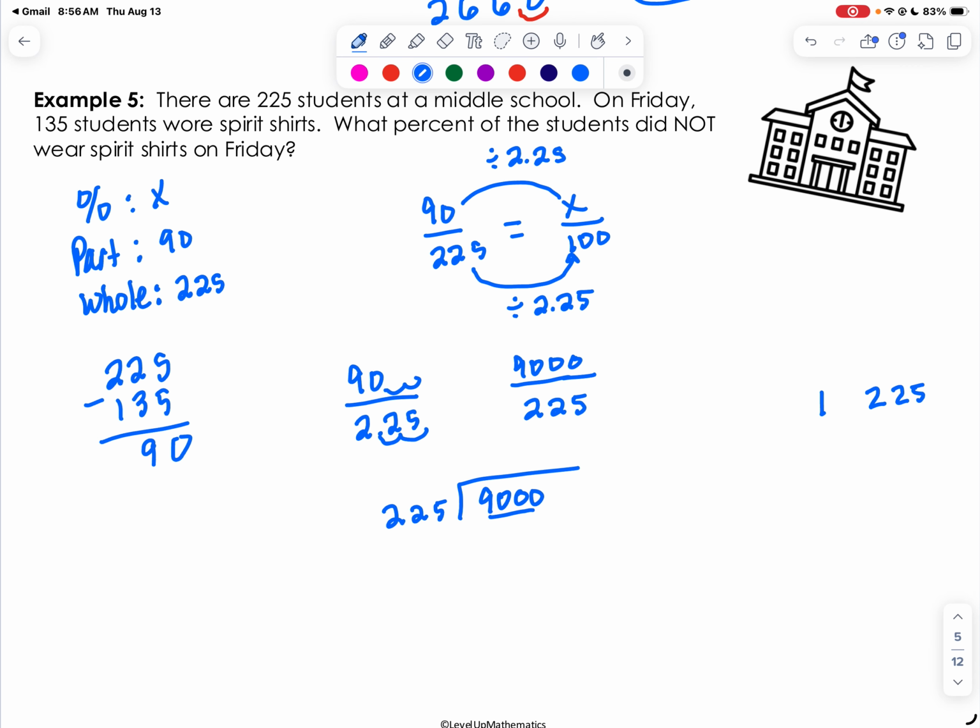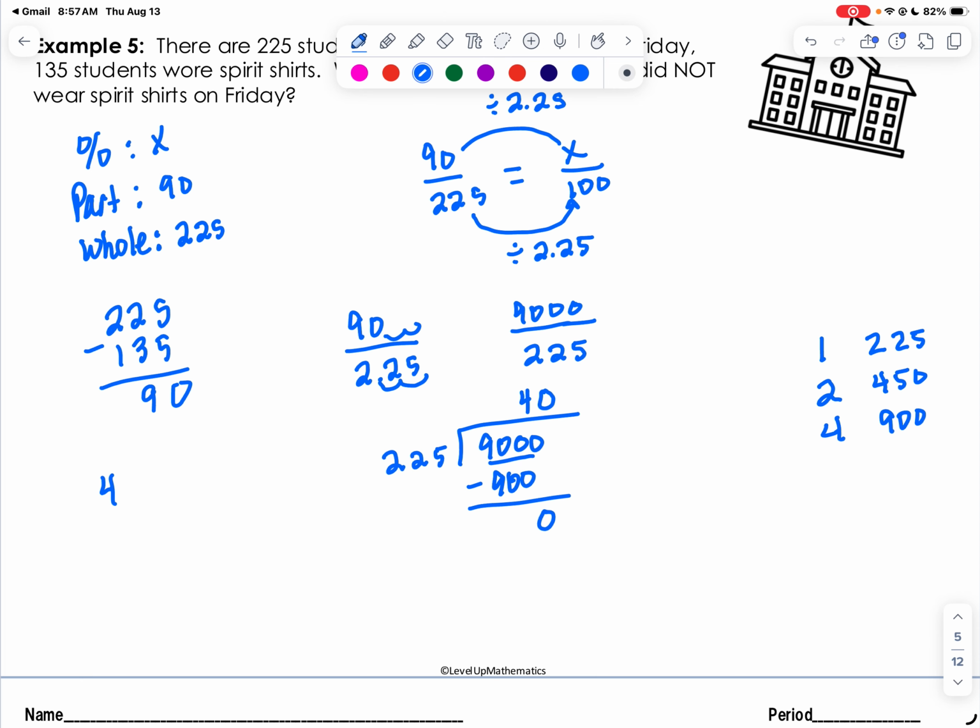I want to see first how many times will it go into 900. So 1 times 225 is 225. If I double that, what would I get? 450. If I double that again, oh sweet, that would be 900. So 225 goes into 900 4 times. So 4 times 225 is 900. Subtract and bring down. 225 goes into 0 0 times. So 40% did not wear the spirit shirt.